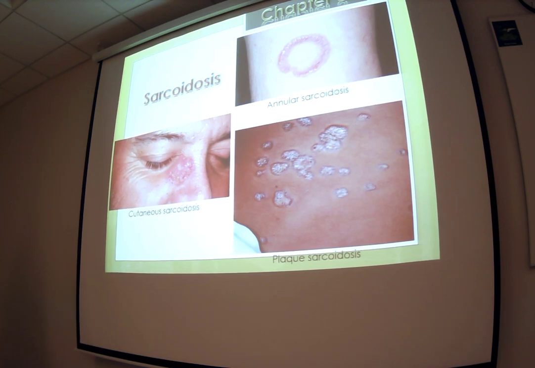So subcutaneous sarcoidosis, you can see the scarring of the skin. Subcutaneous, you can see it right here. Annular, more like a ring-pattern plaque. You can see a large area of a lot of little dots. Lesions are pretty much going to be on the hands and feet.